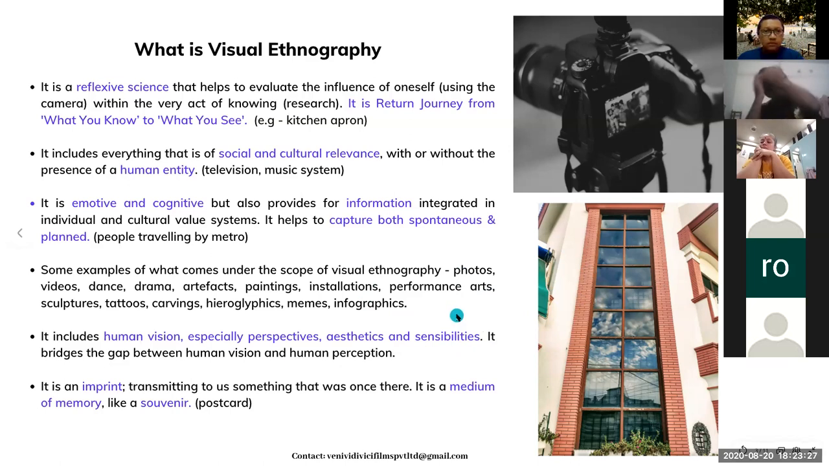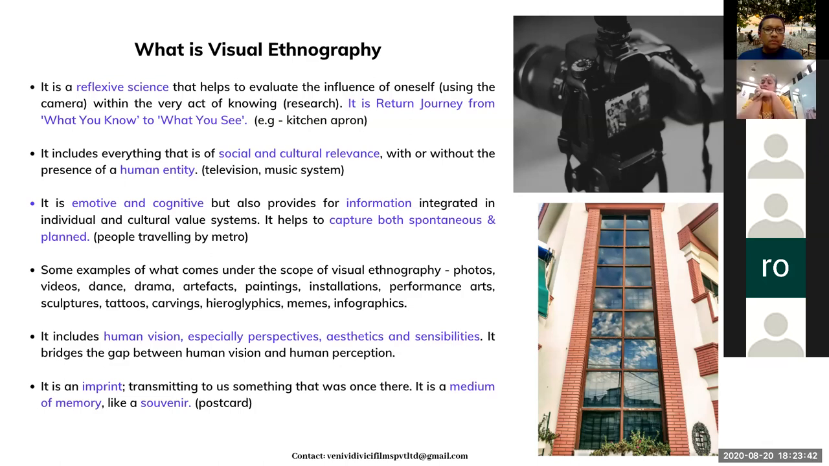And other than that, visual ethnography does not include just human entities. It can also include socially and culturally relevant things, like a television and a music system. You need not have a person watching a television or listening to music to understand the kind of television or music system, or their socioeconomic, sociocultural background. Even if you can see where the television or music system is placed.